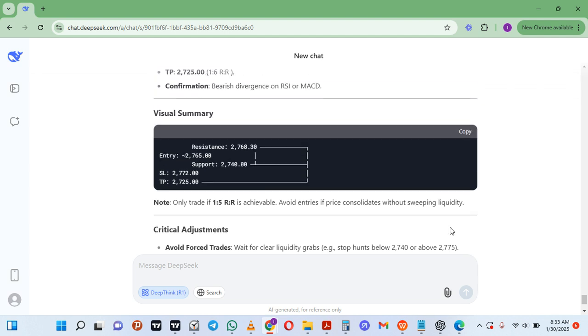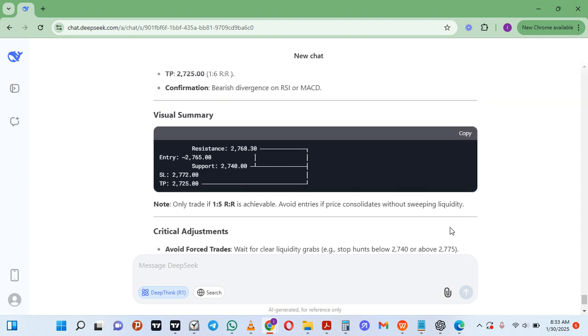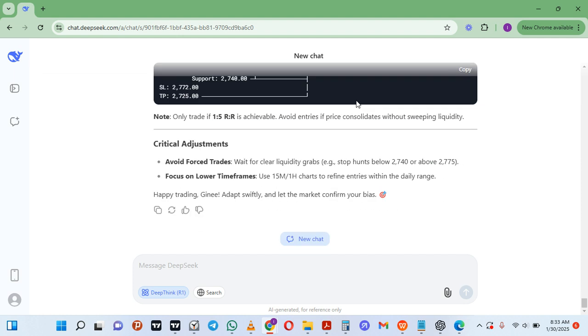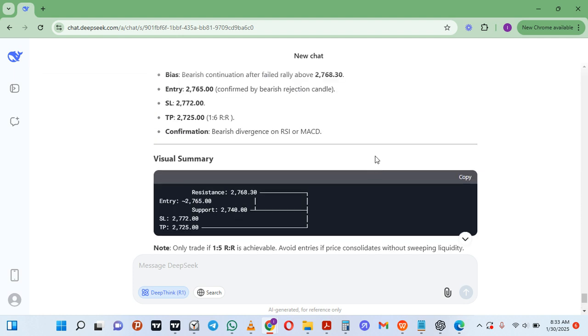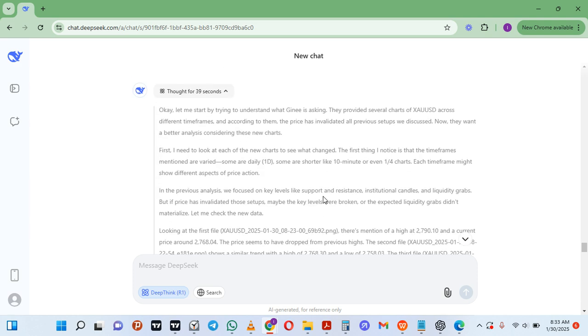So the idea is to break down your strategy into key steps and teach the AI to think and reason like you. Once that is done, you give the AI a screenshot of the current chart and tell it to analyze, which is pretty much simple. So that's what I did here.